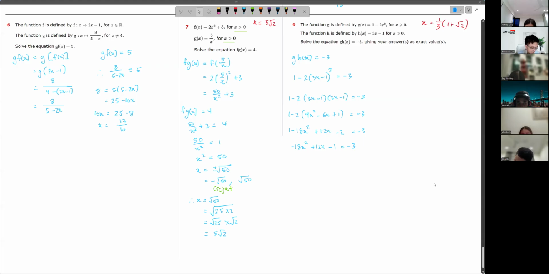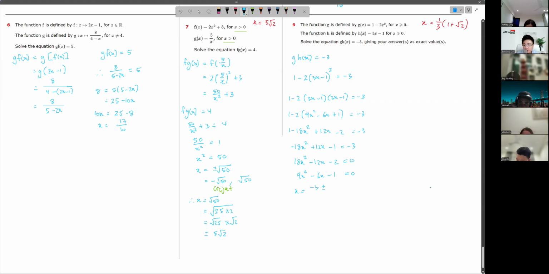This will give us 18x squared minus 12x minus 2. So 9x squared. So this one, you cannot factorize, so you have to use the quadratic formula.